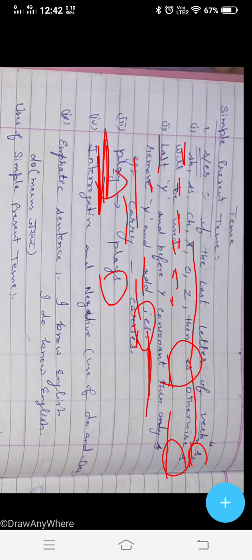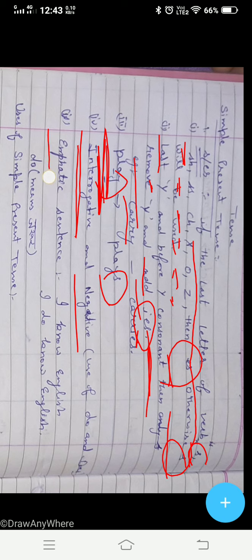Interrogative and negative, use of do and does. Interrogative means question type and negative means the sentences where we use not. He does not go to school. They do not do their work. In negative, does not and do not. In interrogative, do they do their work? Do they go to temple?